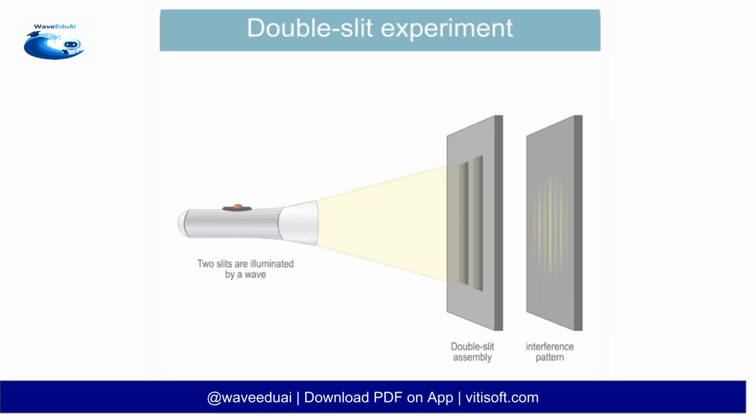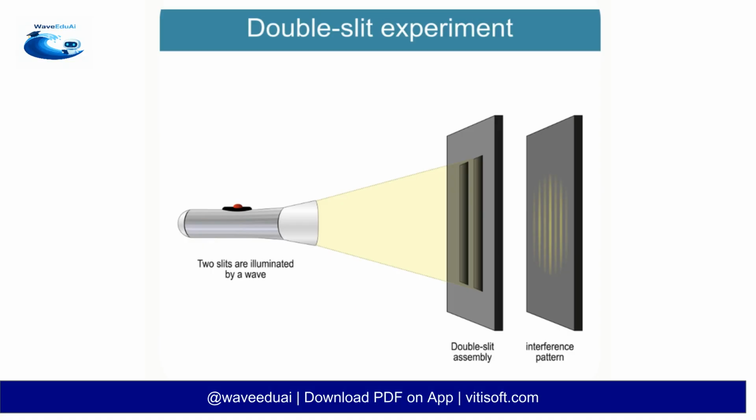Thomas Young revolutionized our understanding of light. When he passed light through two narrow slits, he didn't see two lines on the screen. Instead, he observed an interference pattern of alternating bands, suggesting light behaves like a wave.